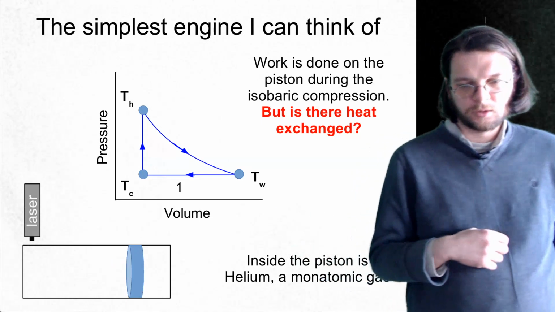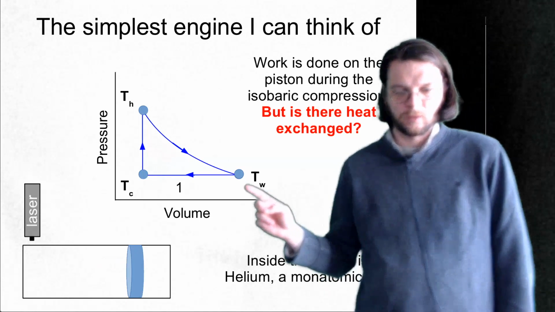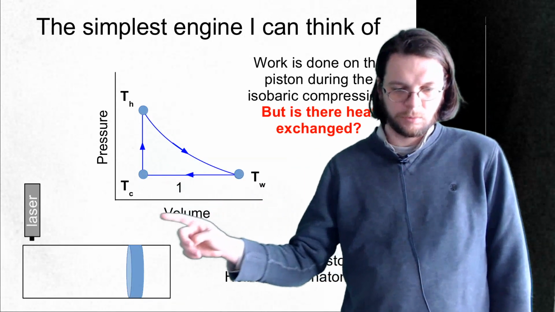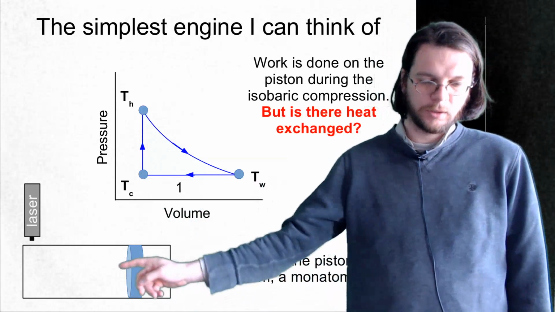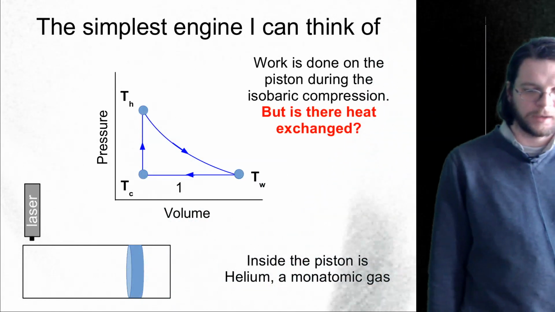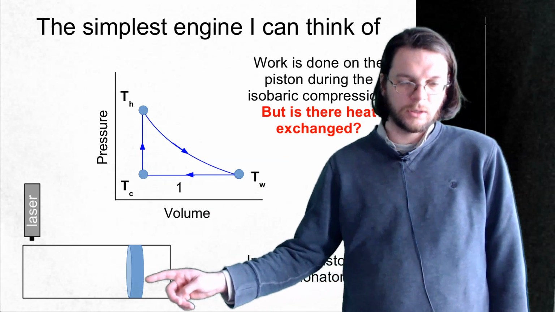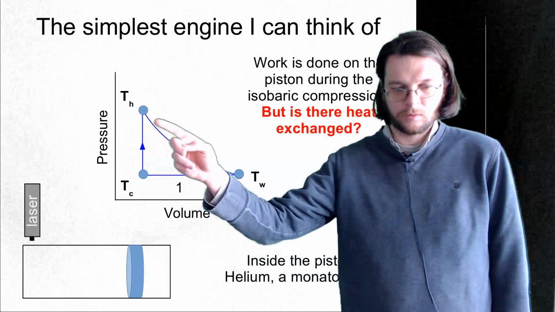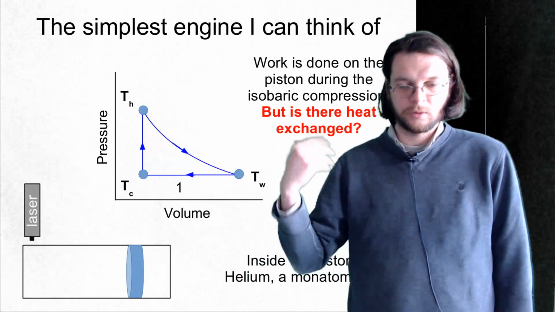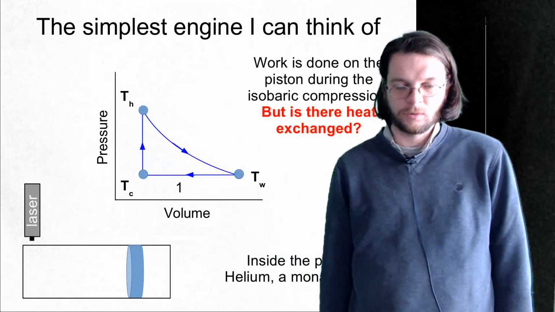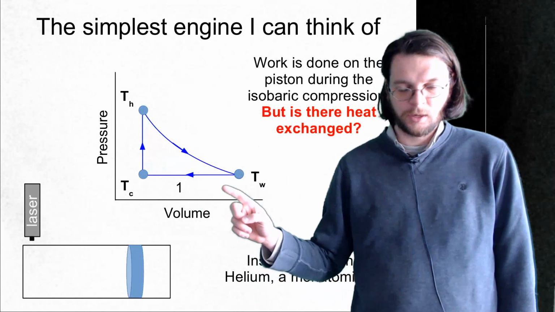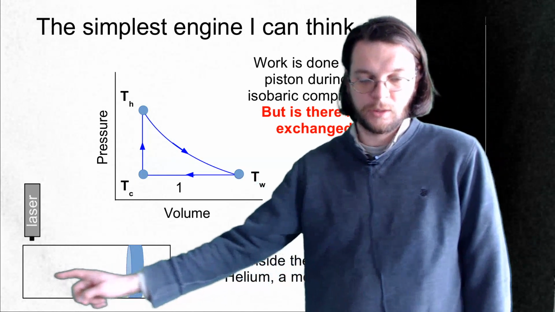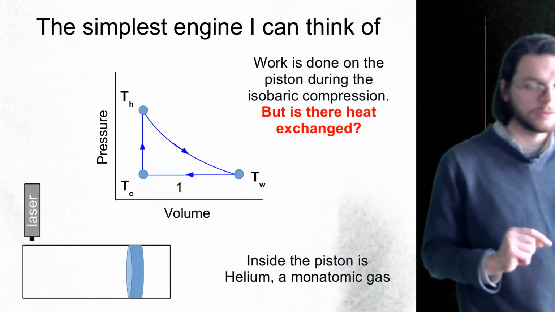So let's talk about this first step, going from here to here. What's interesting is that it actually takes work to compress this piston, right? Something has to compress this piston, which is annoying because we're trying to use this to do something useful. As we'll talk about in a minute, the useful phase is when it goes from T hot out to T warm. That's when things are moving, and when we can actually use this to do something useful. But for this first step, we have to apply a force to get this thing to go down the way that it does.